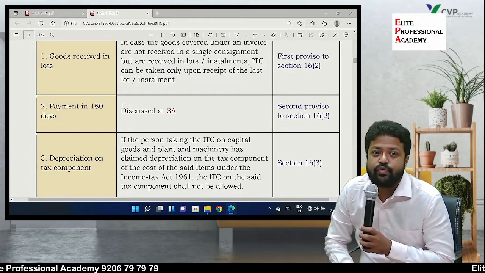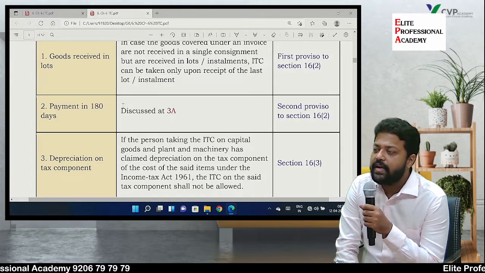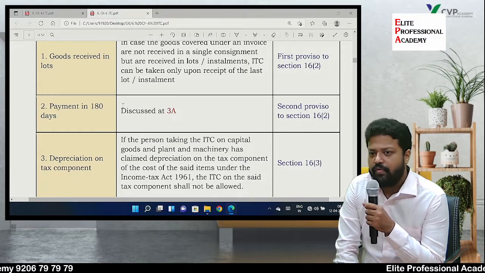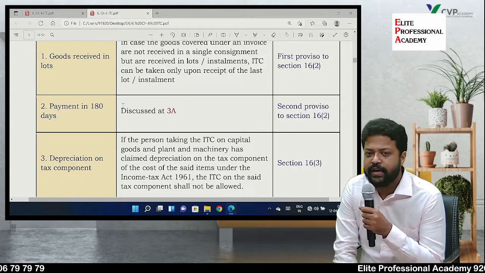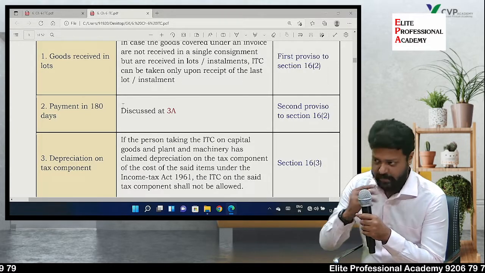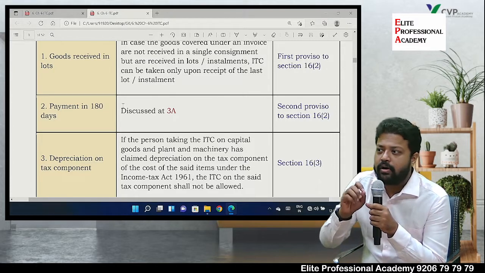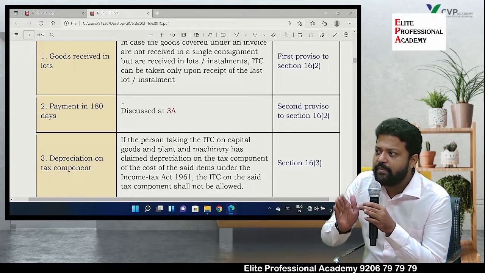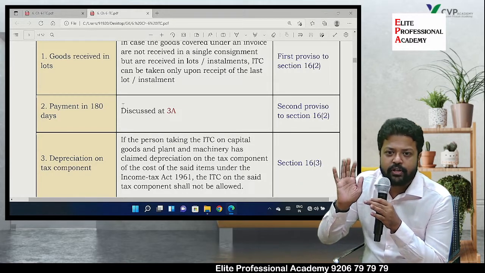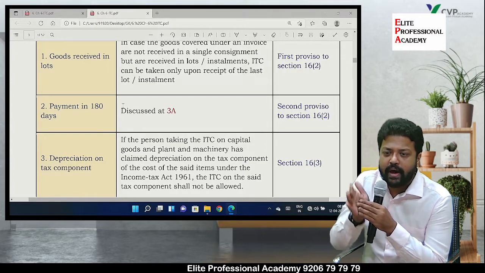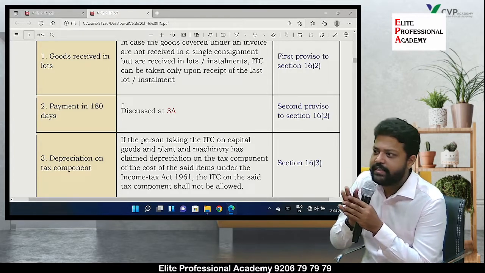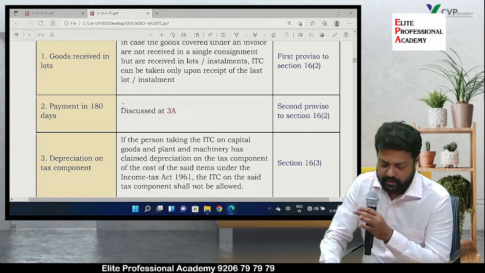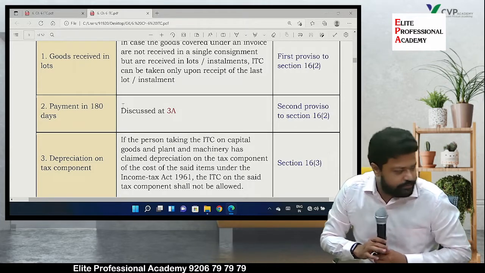What happens in case of goods received in lots? When does the input tax credit become eligible to be claimed? Whenever the last lot is received. We have seen the example of windmill, wherein the goods are consigned or sent in different consignments. So whenever the last consignment is received by the procurer or the buyer, at that point the buyer becomes eligible to claim the input tax credit benefit. Clear till this point? Any doubts? Okay, good.